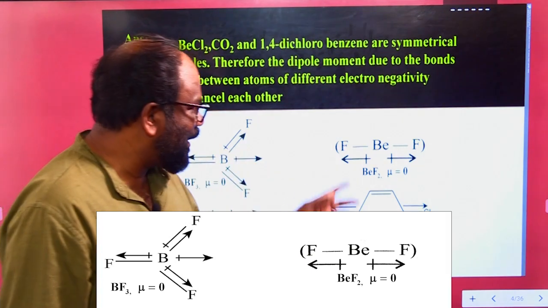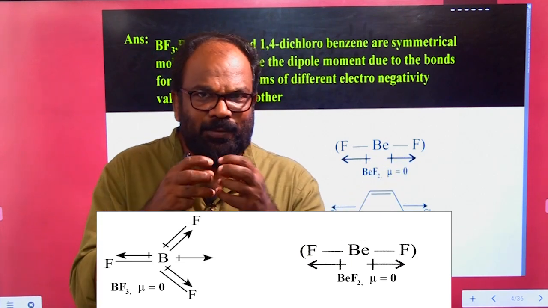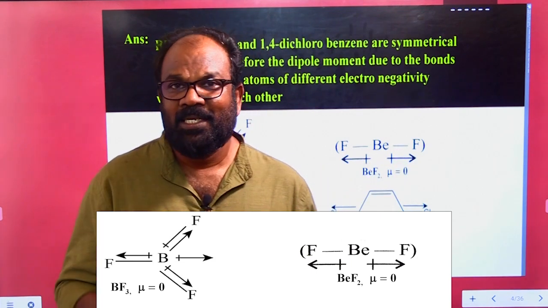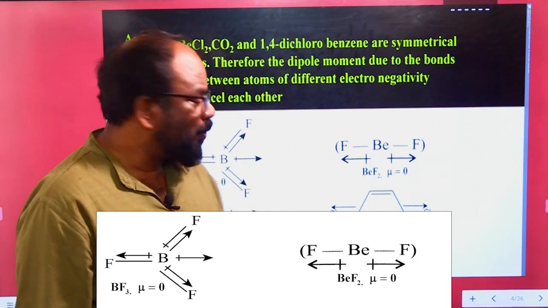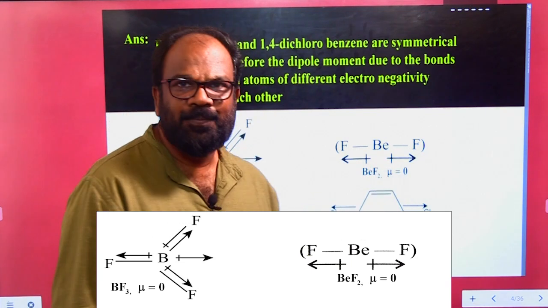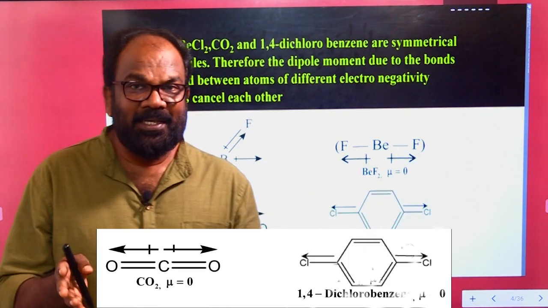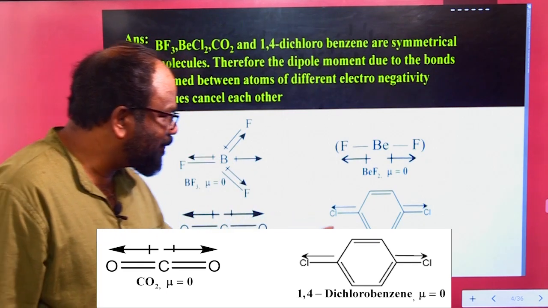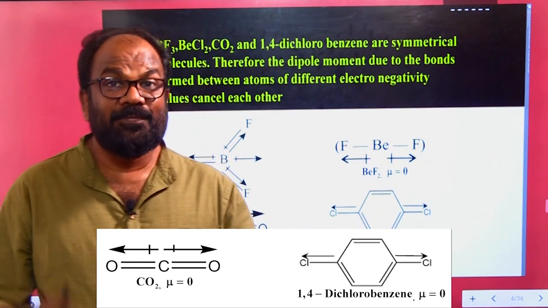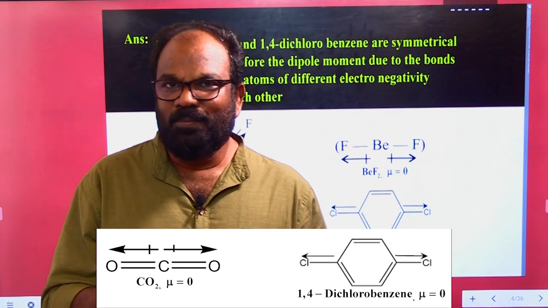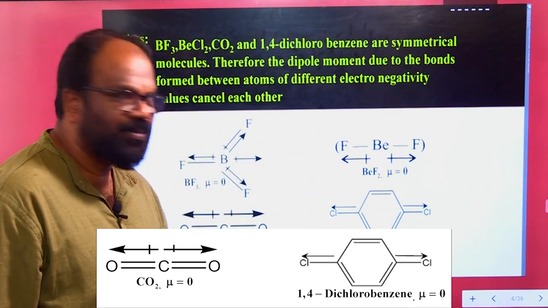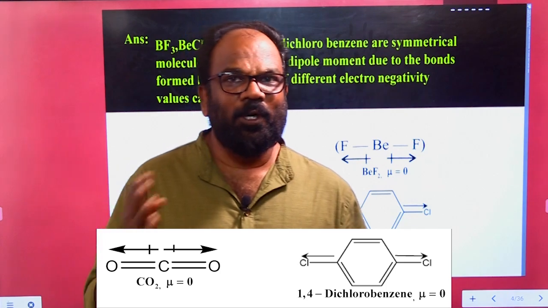Beryllium difluoride is a linear molecule. Therefore, the two fluorine atoms are on the opposite sides. Therefore, the forces of attraction act along opposite directions. So, here also mu is equal to 0. Similarly, in the case of carbon dioxide and 1,4-dichlorobenzene, the forces of attraction act along opposite directions. Therefore, their dipole moment also is equal to 0. So, here the answer is option number 1.